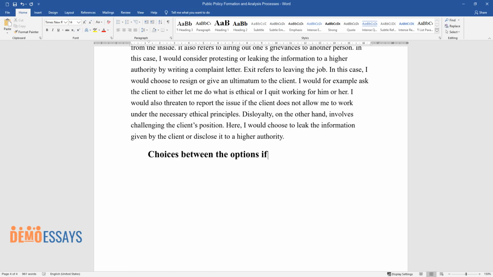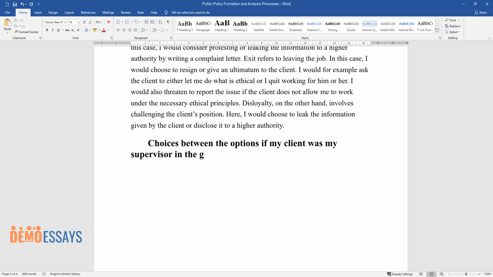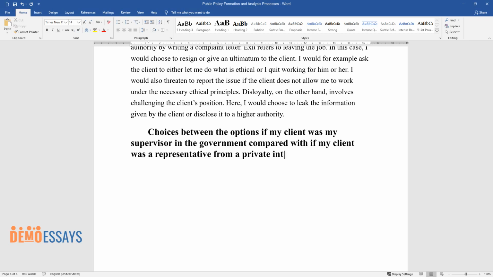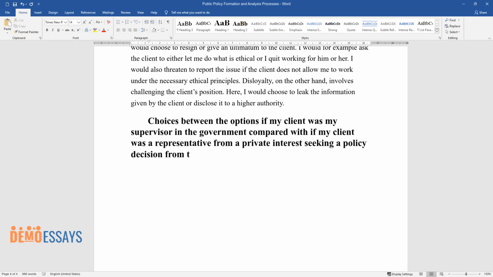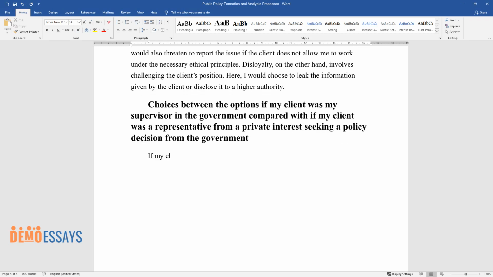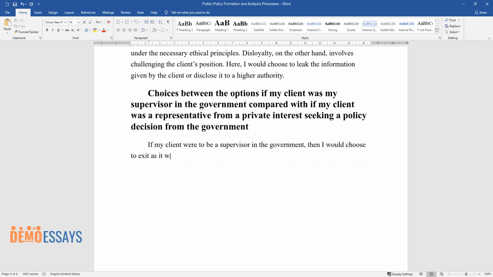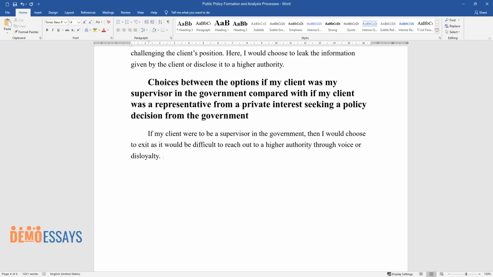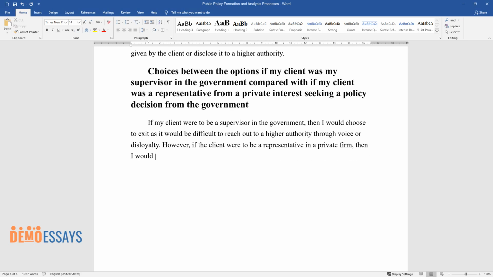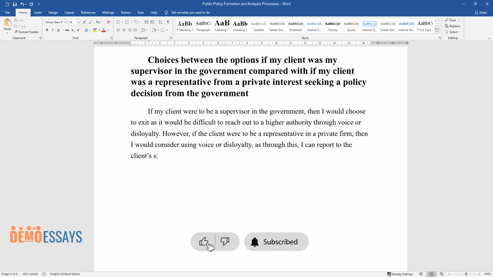Choices between the options if my client was my supervisor in the government compared with if my client was a representative from a private interest seeking a policy decision from the government. If my client were to be a supervisor in the government, then I would choose to exit as it would be difficult to reach out to a higher authority through voice or disloyalty. However, if the client were to be a representative in a private firm, then I would consider using voice or disloyalty, as through this, I can report to the client's seniors who would then investigate and take the required action.